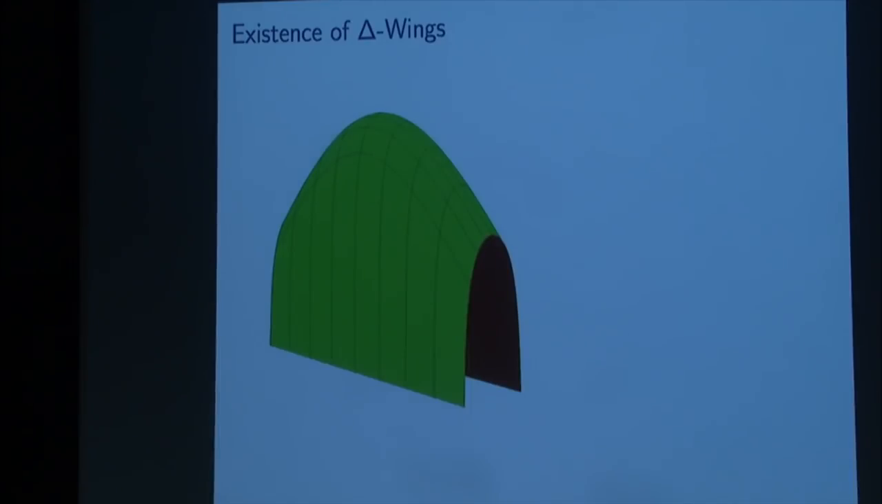Okay. I want to talk about the existence of delta wings. I feel a little more comfortable now. My PDE trials are over, I hope.